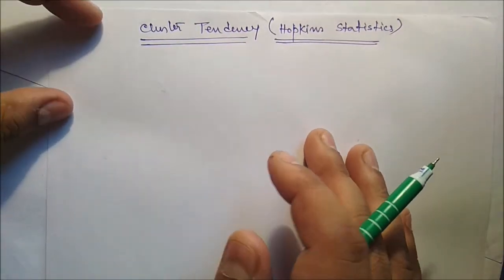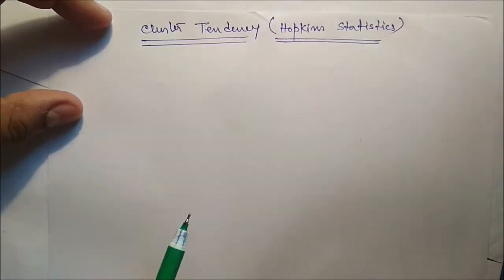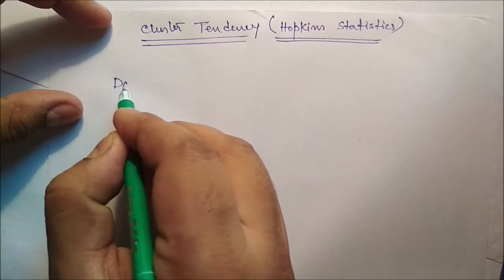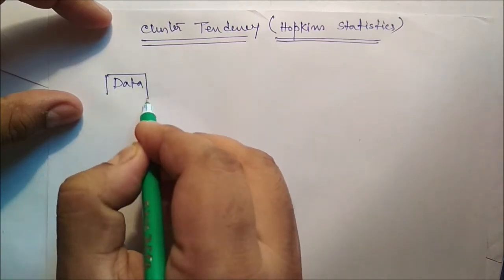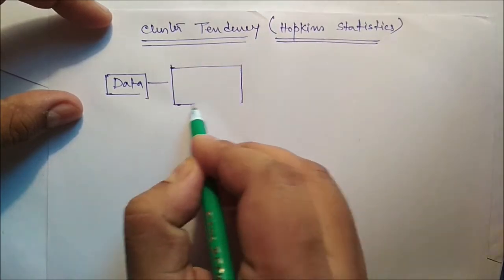Hello friends, in this video we will talk about cluster tendency using Hopkins statistics. The main objective is to evaluate whether a dataset has clusters without clustering. So that means suppose we have a data. First of all, check the cluster tendency.